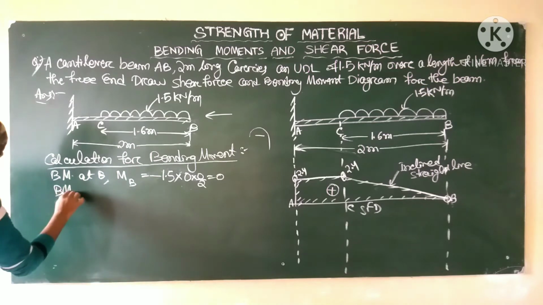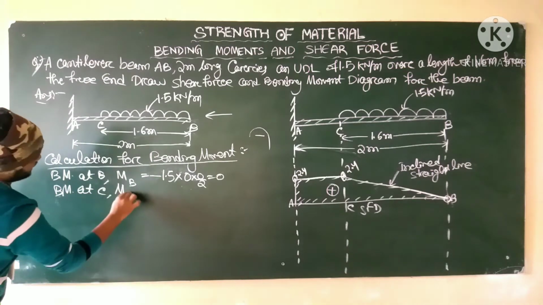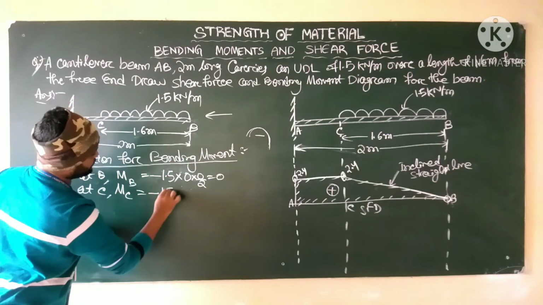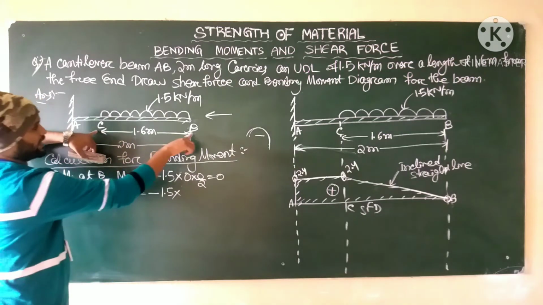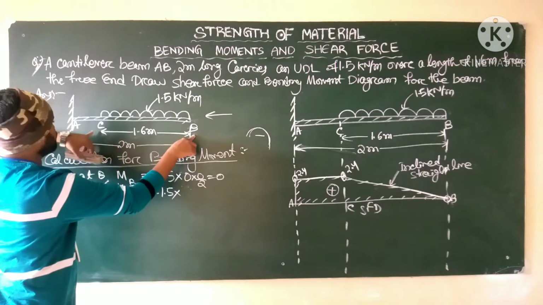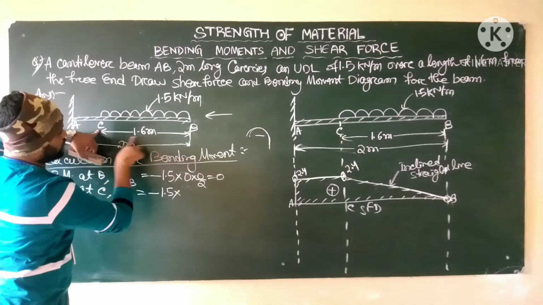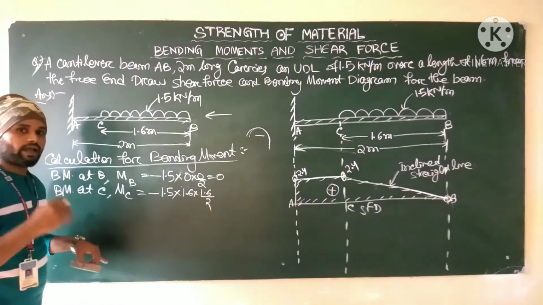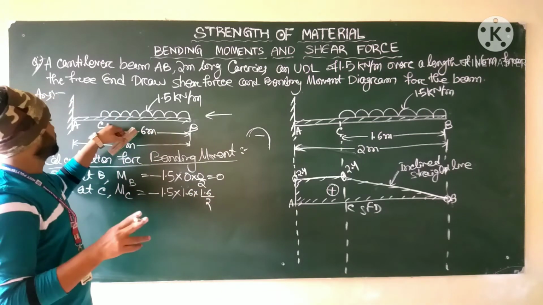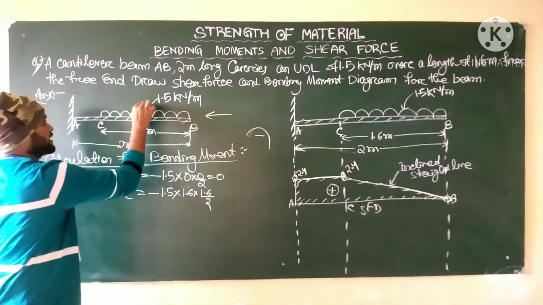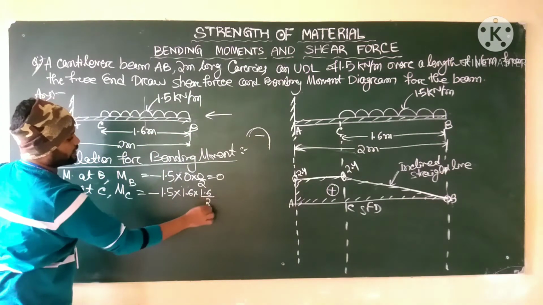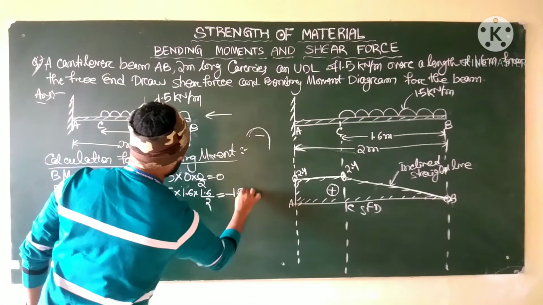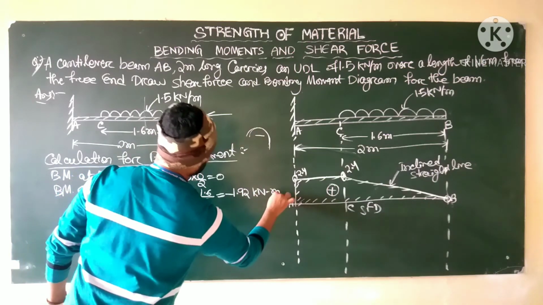Next, bending moment at C, that is M_C. How much? This same minus, negative 1.5 into. When we are at B, the distance is 0. But now we are at C. So the distance is how much? 1.6. That is 1.6 into 1.6 by 2. I have told you that always remember the uniform distributed load will be at middle. That means 1.6 by 2, that is the half of the distance. So equal to minus 1.92 kilonewton meter.